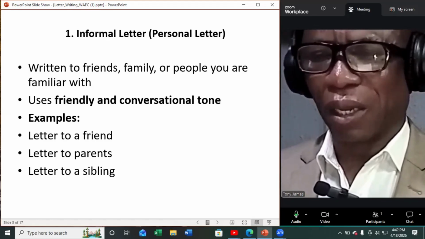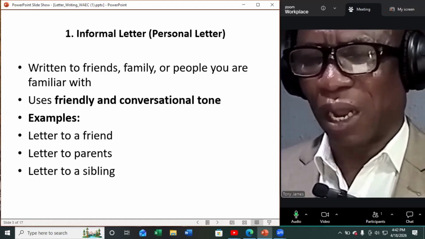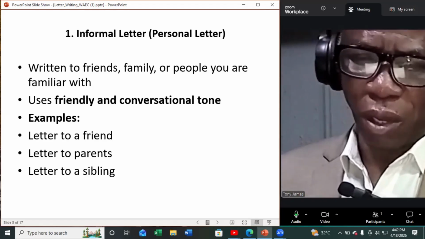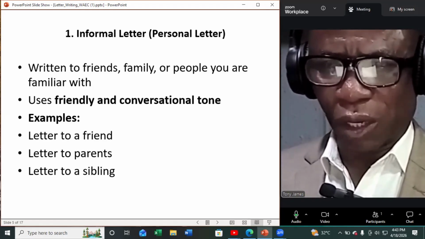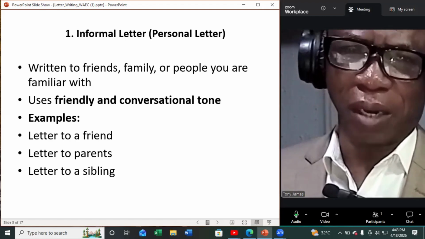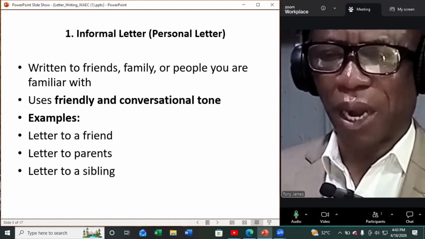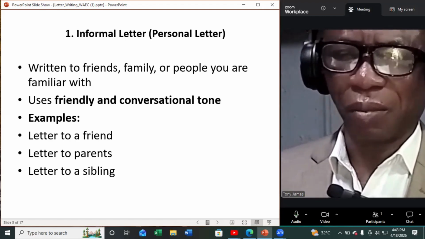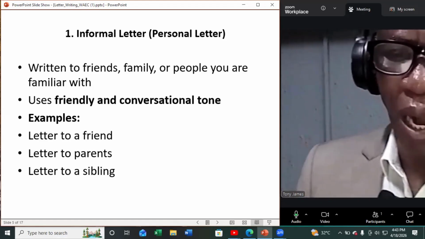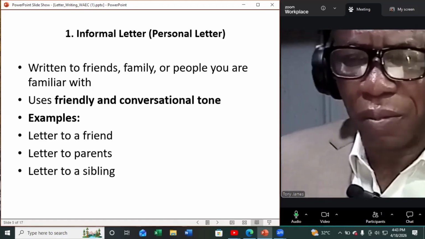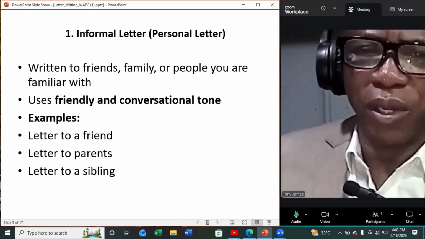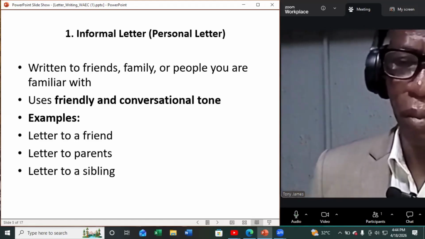The informal letter can also be referred to as personal letter. So students should watch out. You may be asked to write a personal letter, don't feel that it is a different type of letter again. Another name for informal letter is personal letter. These are letters written to friends, letters written to family, or people you are familiar with.